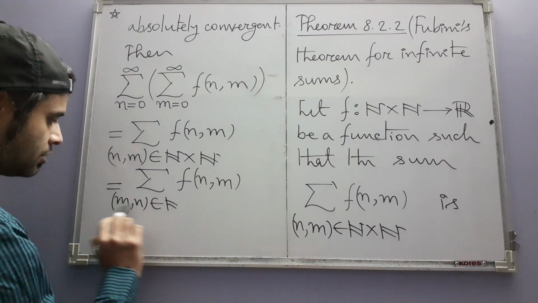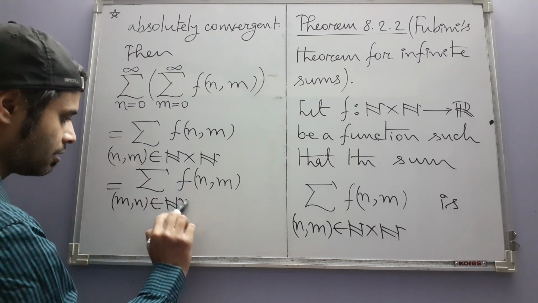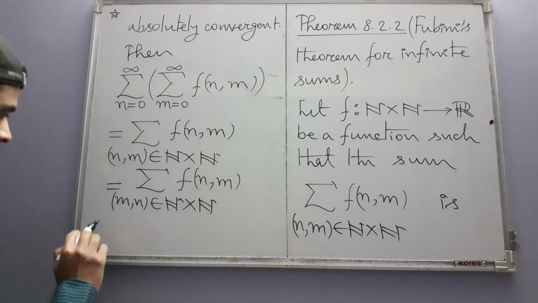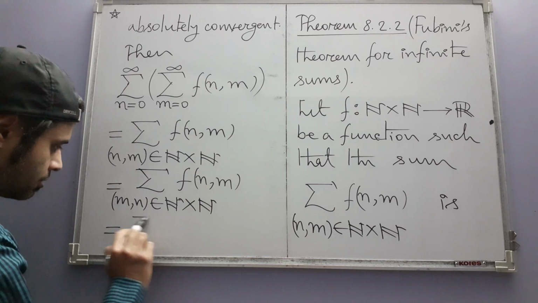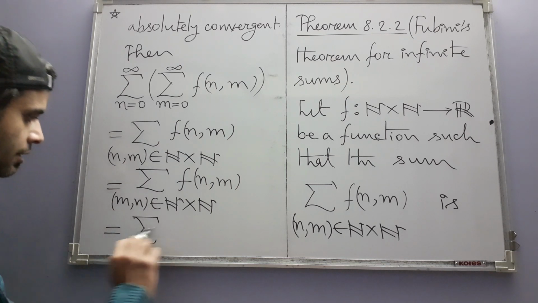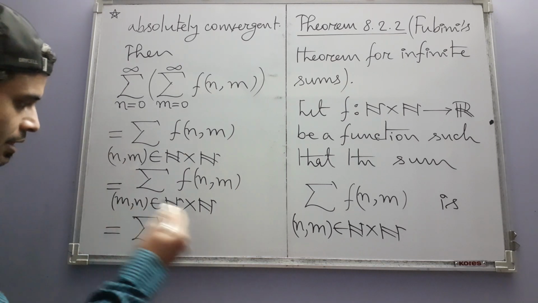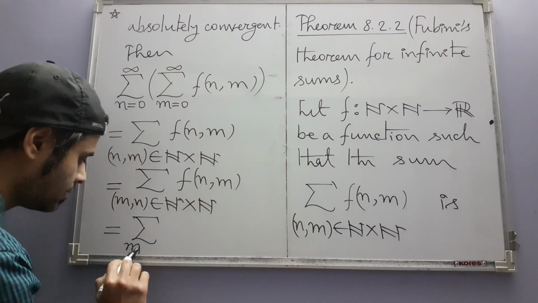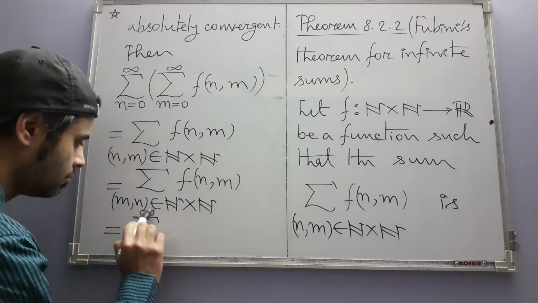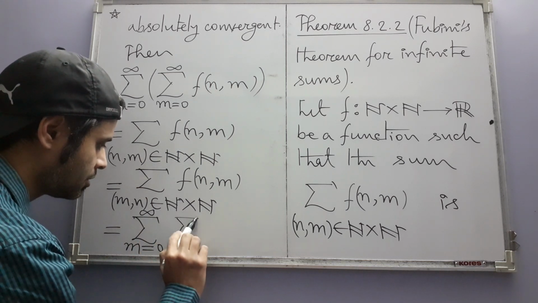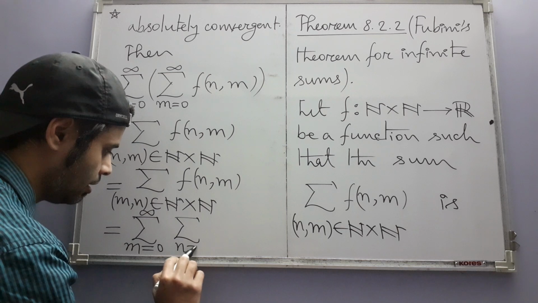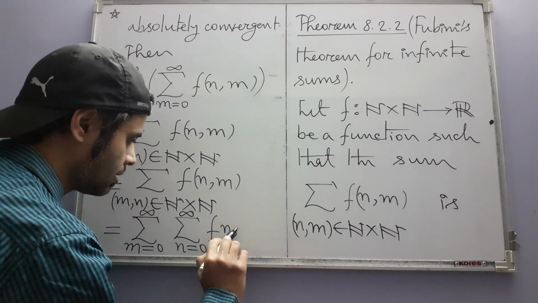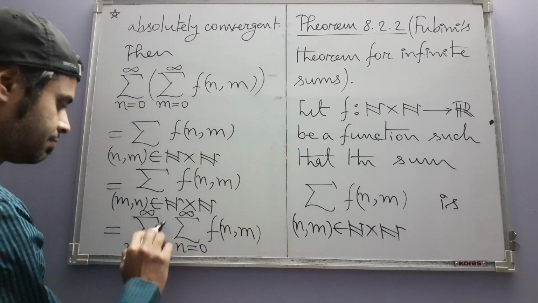so here we switch the order of m and n, and that itself is equal to, again we are going to write a sum of sum like this one, but we switch the order. Summation m varies from 0 to infinity of summation where n varies from 0 to infinity, and this is f of n comma m.